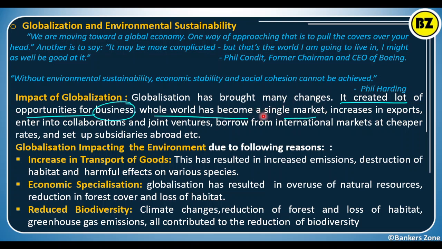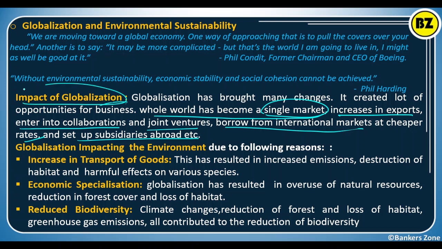Now an Indian person, right? An Indian person can sell their product. An Indian businessman can sell their product in the USA, right? So there is an increase in the export, entering into collaboration, joint ventures being established, borrowing from the international market at a cheaper rate, and setting up a subsidiary abroad. So this is possible due to the globalization.